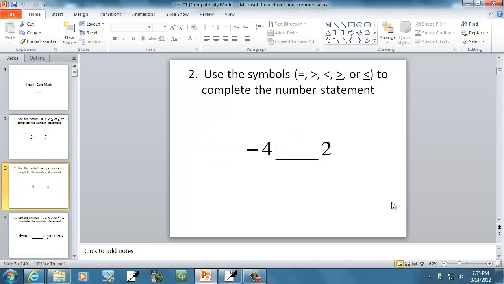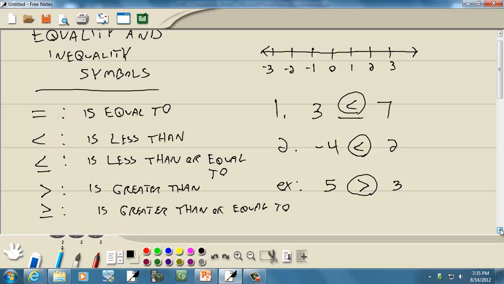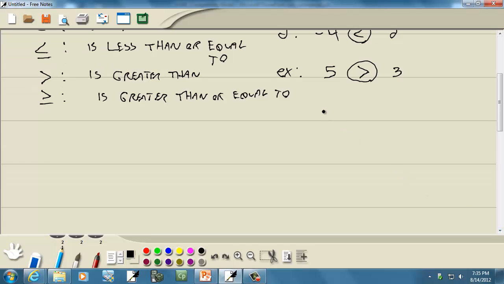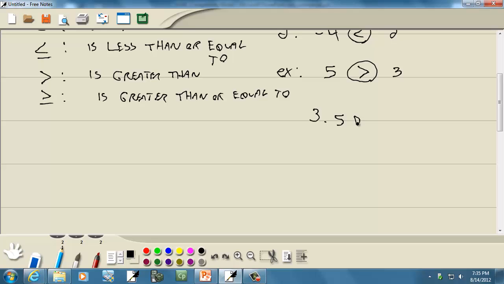This next one has some words in it, so let me scroll down here. We got 5 dimes, and we're comparing that against 2 quarters. Well, 5 dimes is 50 cents. We put them in a common unit of measure, and 2 quarters is 50 cents. So the symbol that goes here is equals to.